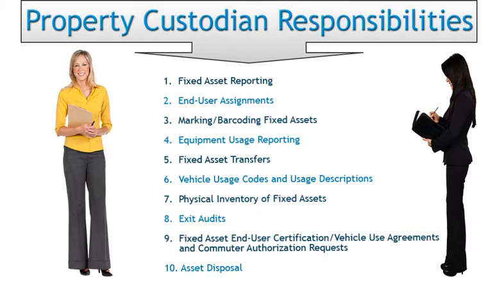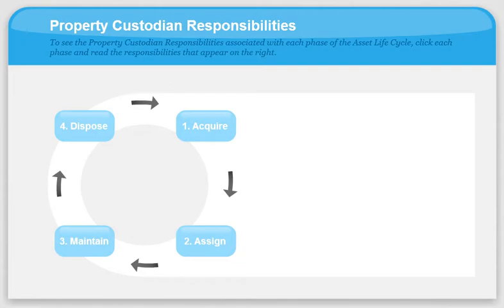On the next slide, you will get to wheel your way through the phases to see where these responsibilities fit into each phase. To see the property custodian responsibilities associated with each phase of the asset lifecycle, click each phase and read the responsibilities that appear on the right. Notice which phase carries the most responsibilities. Once you wheel your way through all four phases, click the forward button below to advance to the next slide.